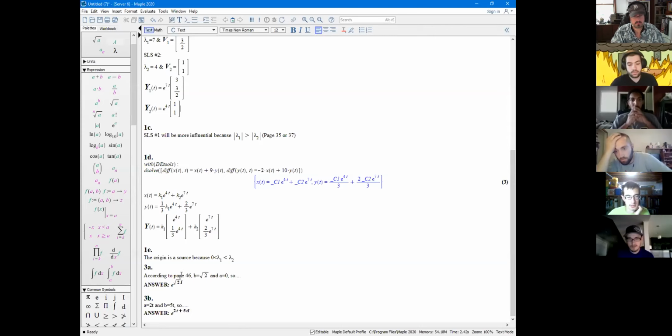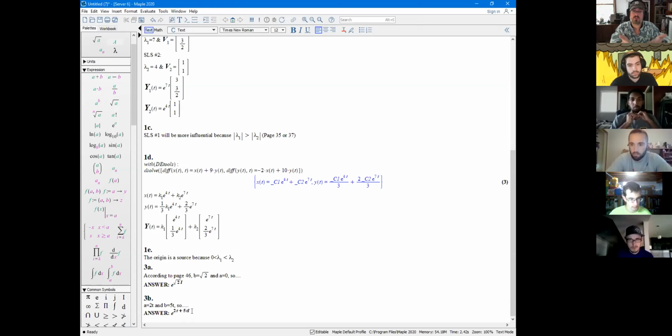So, like you said, 3 was just kind of going backwards with Euler's method. And so we found that b was the square root of 2 and a was 0. So it was really pretty simple. All it was was e to the square root of 2 times 5i. Yep. And for the other, we found a was 2t and b was 5t. So it was just e to the 2t plus 5ti.